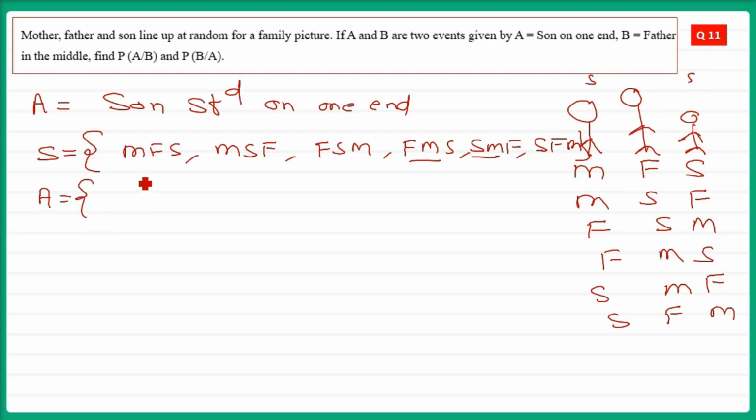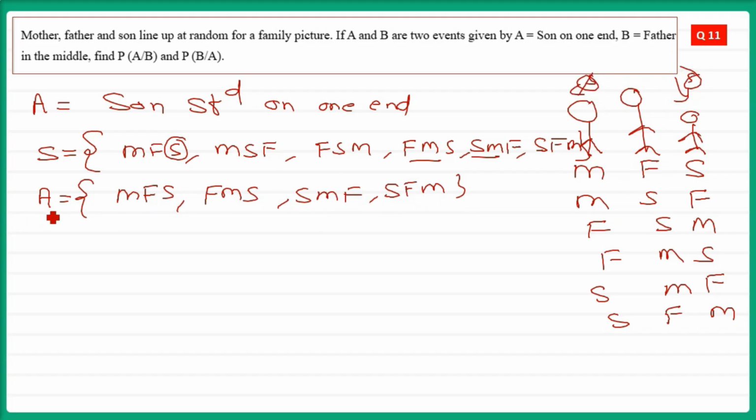So the A set will be what? You just have to see if son is not in the middle. If son is in the middle, you will not take it. Others you have to take. So MFS, father is in the middle, FMS, mother in the middle, SMF, mother in the middle, and SFM, father in the middle. Or in other way you can say son has to be on either left or right. Now what is the number of elements in A? Just count them: 1, 2, 3, 4. 4 of them. Now coming to the set B, father in the middle.